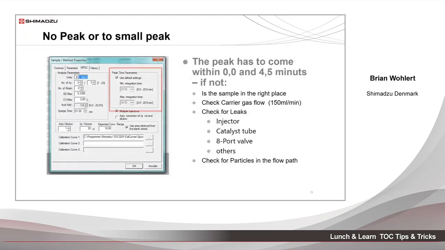From time to time, customers call and say, we have no peak or our peaks are very small. It's very simple. When you have a standard TOC setup, your peak always has to come within 0 and 4.5 minutes. If not, you should check the following things. Is the sample in the right place in the autosampler? You should check the carrier gas flow, check for leakage in the injector, the catalyst tube, in the eight-port valve, and maybe some other places. It could also be that a particle is blocking the flow path.